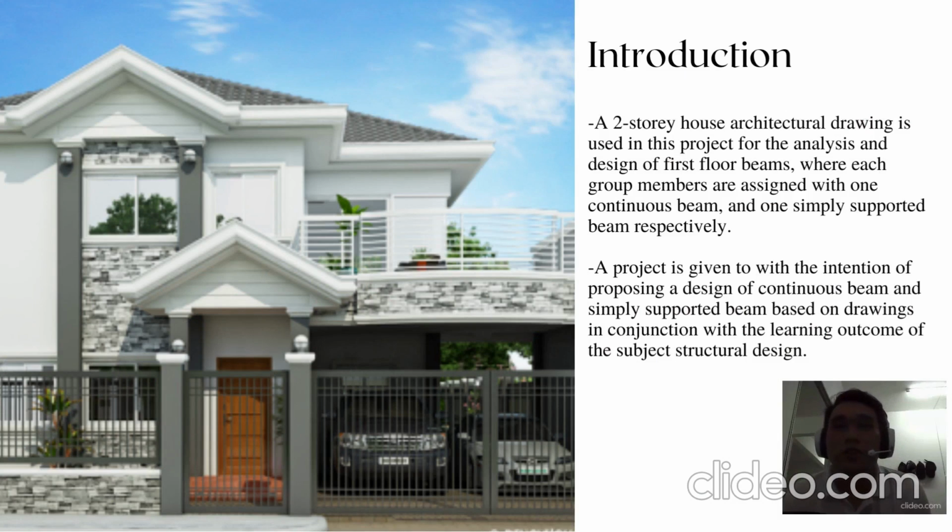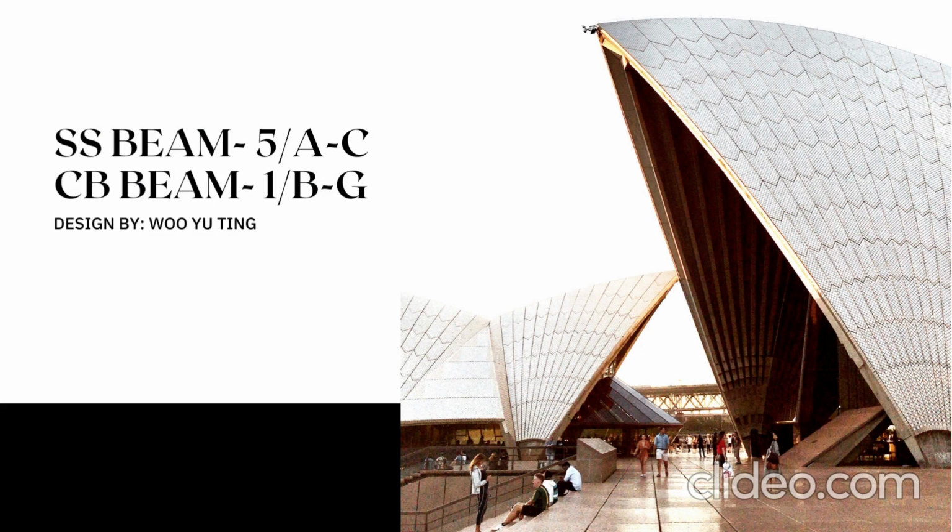So for the introduction, today I'm going to talk about a two-story house architectural drawing, which is used for this project to analyze and design the first floor beam, where each of our team members is assigned one continuous beam and one simply supported beam, respectively. The project is given with the intention of proposing a design of the continuous beam and simply supported beam based on the drawing, in conjunction with the learning outcome of the subject for structural design.